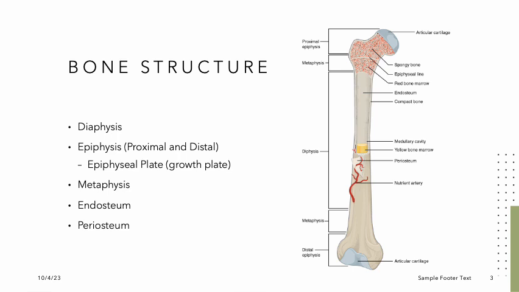Then the bone has an endosteum and a periosteum. The endosteum is the inside of the bone, the main middle part of the bone, and the periosteum is the lining around the bone. So one goes over and one is the inside.